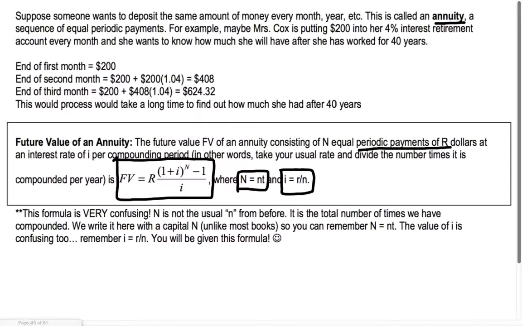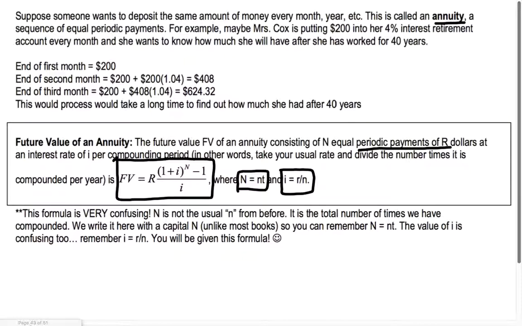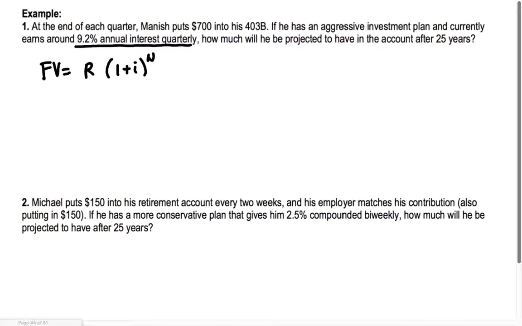So I have R times 1 plus I to the n, minus 1, over I. It's kind of like a big parenthesis there, like the R is going to be kind of at the very end. Make sense? So let's figure out what these things are. R is our amount that we're putting in every quarter, month, or whatever, every compounding period. So it's our small amount that we're investing each time.